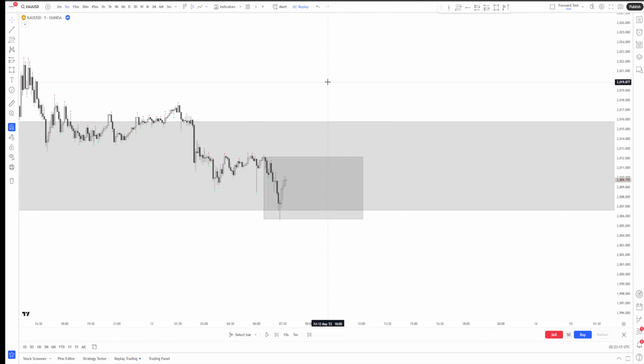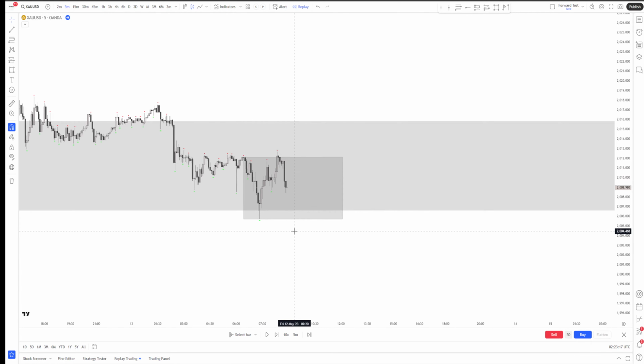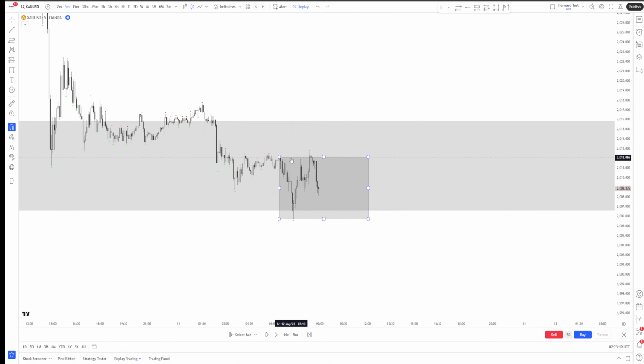Okay. And we're just waiting. There you go. So we have got a market structure shift right there. You can see we've just had that there.